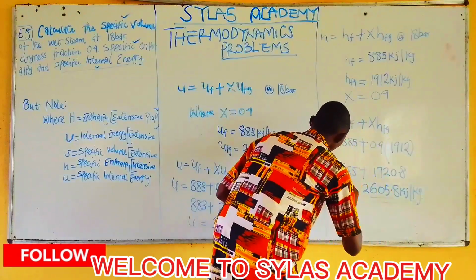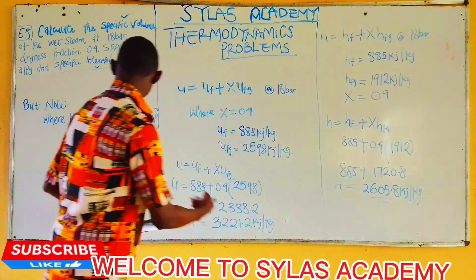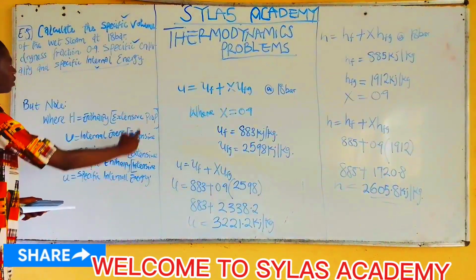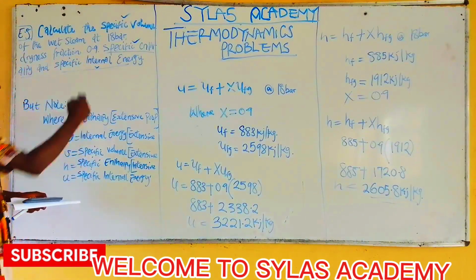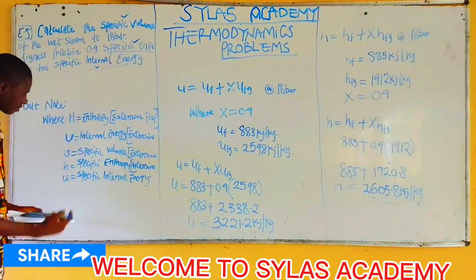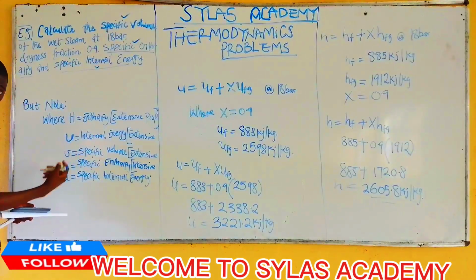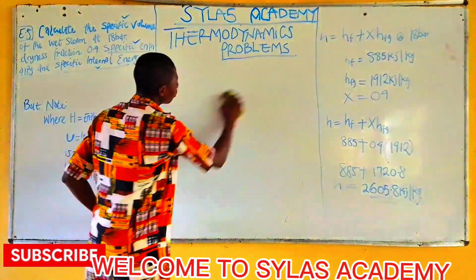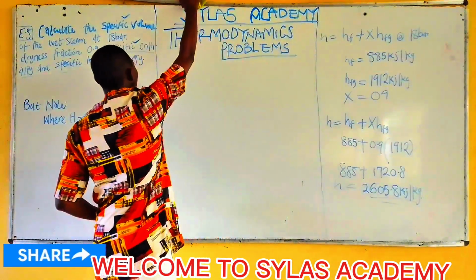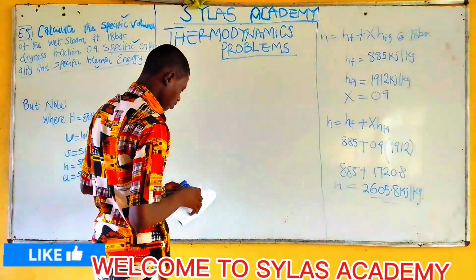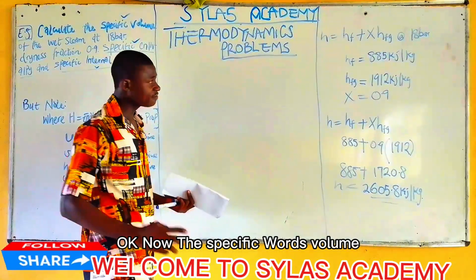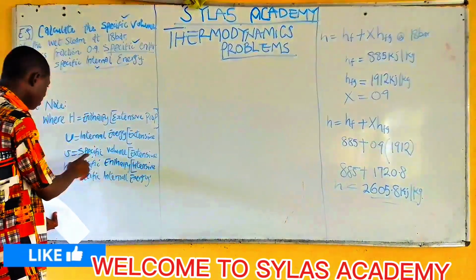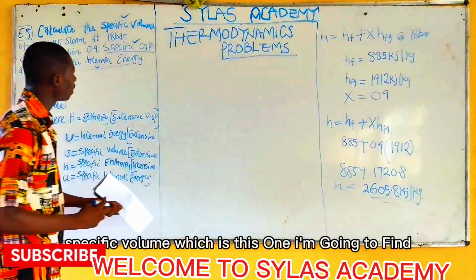Okay, this is my h, which is the specific enthalpy. I'm noting this one. Now I'm bringing my specific volume, right? Specific volume, which is this one I'm going to find.